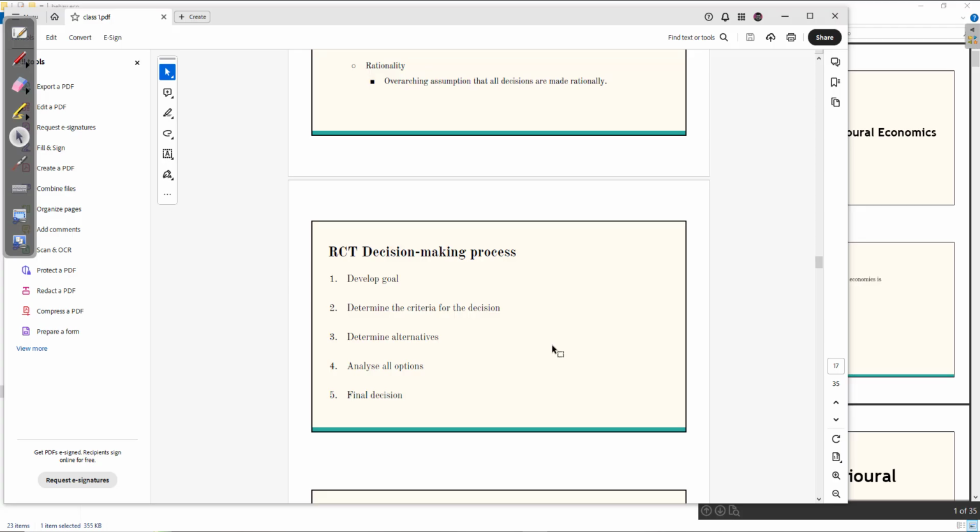For example, if a business wants to make an investment, they have a goal to get a maximum return from the investment. They will determine some criteria of what investments are there, and then they will determine the alternative options of investment or alternative sources of investment. Then they will analyze all these options. They will talk about the opportunity cost. Then they will take the final decision. Opportunity cost is the cost of the next best alternative foregone.